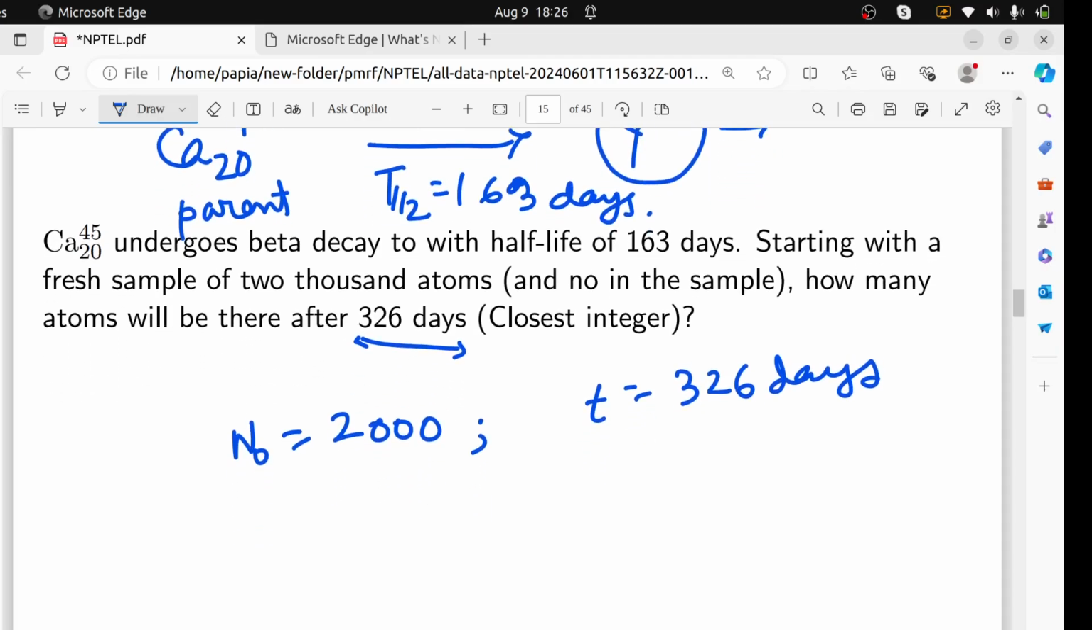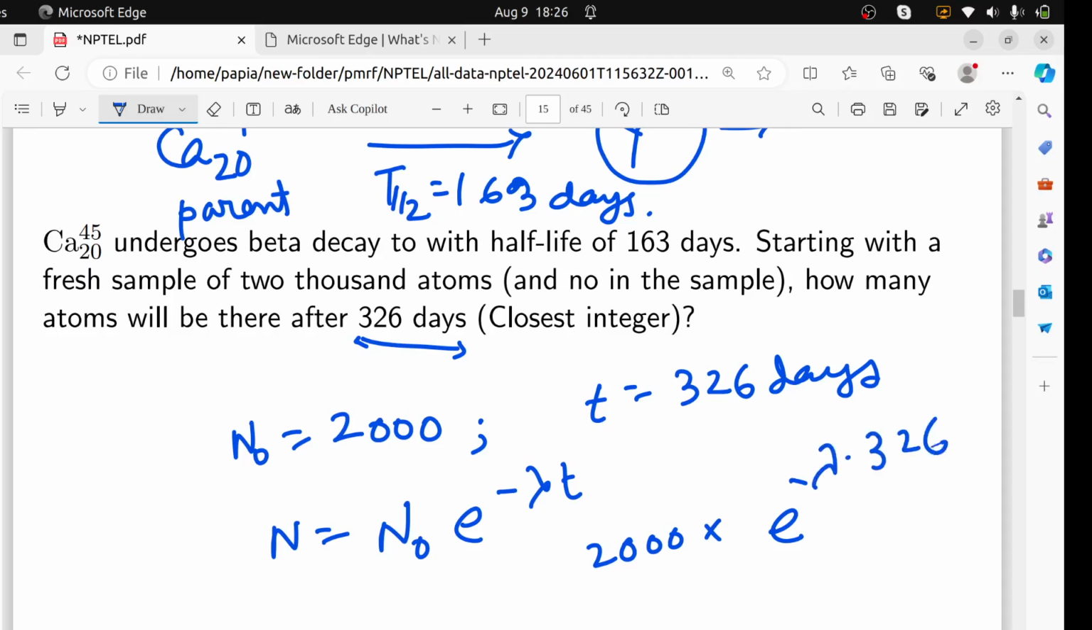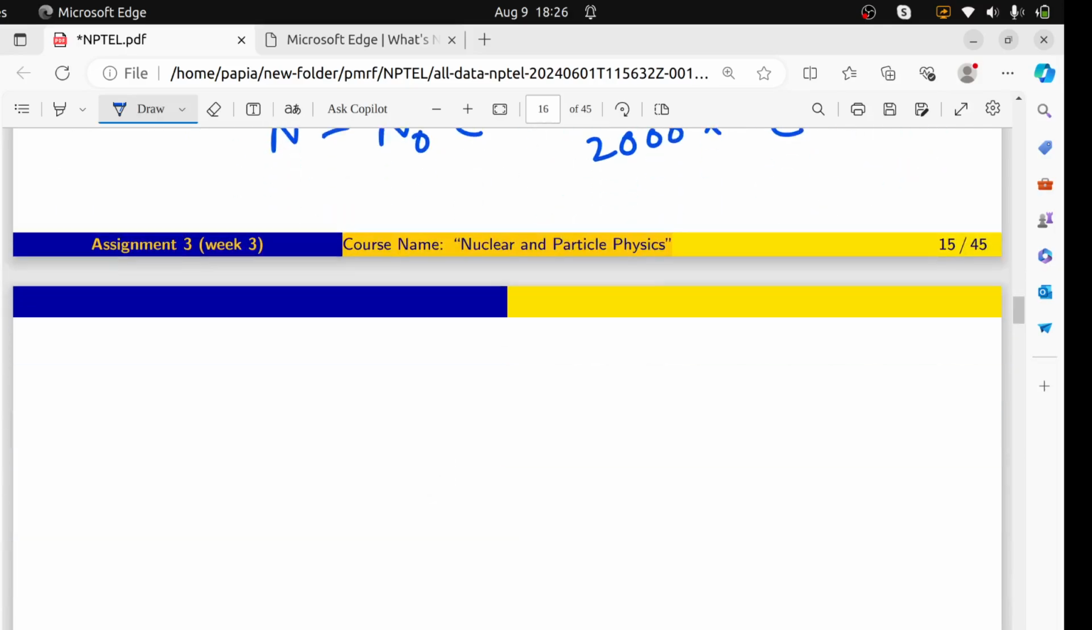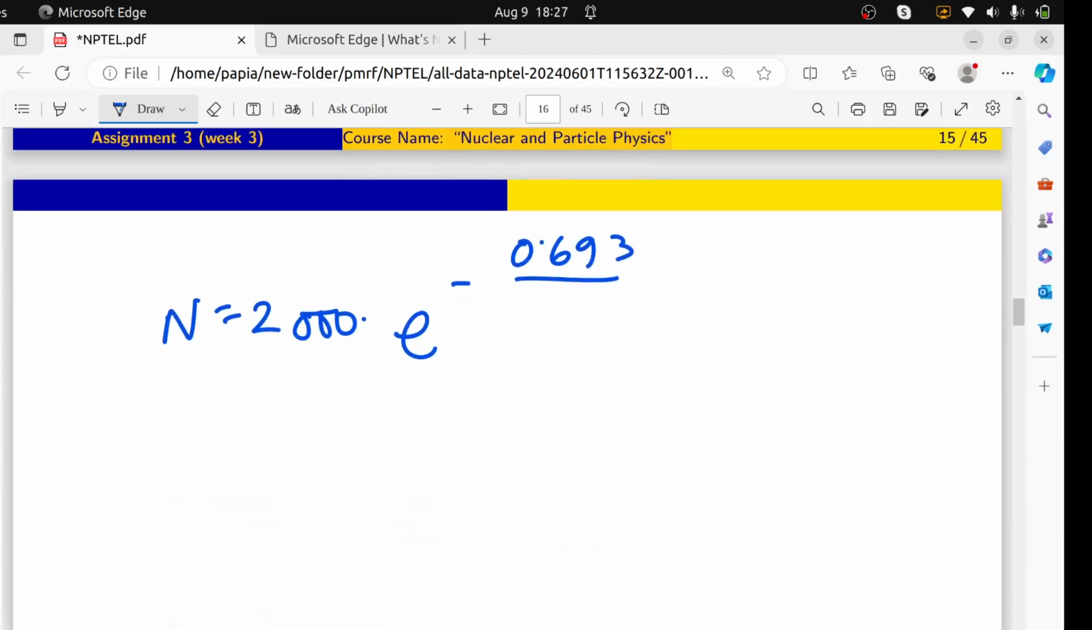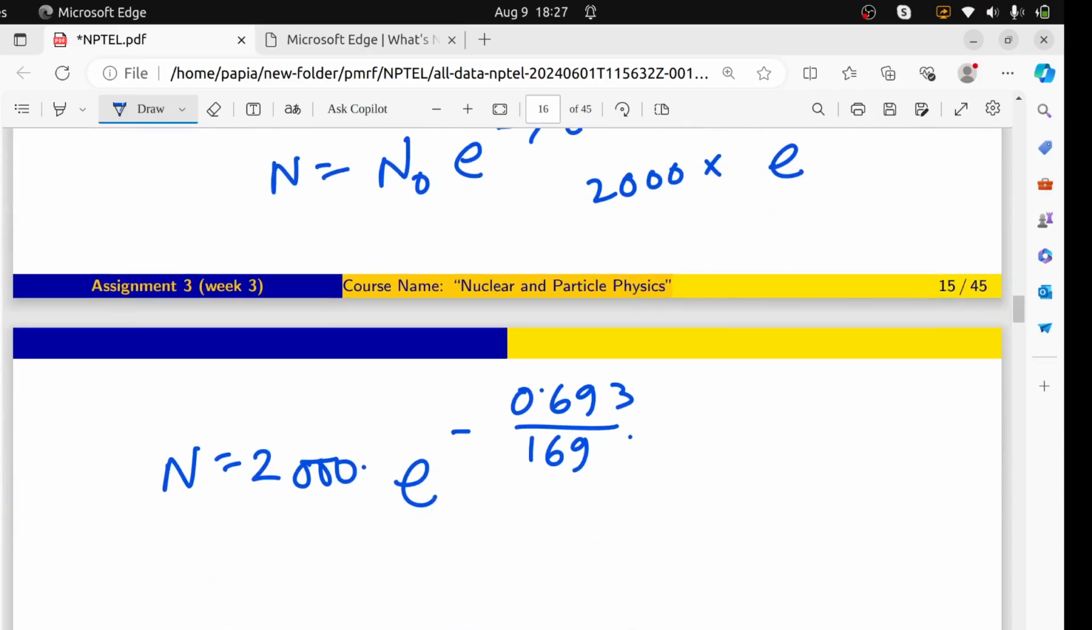Okay. So simply the same expression, N equals to N0 e to the power minus lambda t. N0 is 2000 into e to the power minus lambda into 326. And lambda can also be calculated. So N will be 2000 into e to the power minus 0.693 divided by t half. T half is given as 163, into 326. So if I just calculate that one, 0.693 divided by 163, I'm sorry.